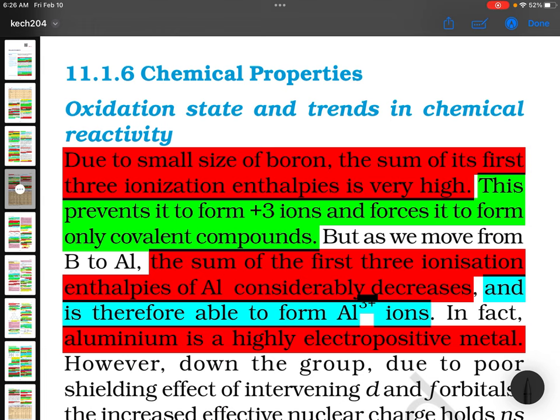If you have time, just read these important lines, whatever are covered with blue color, green color, red color. This is just for identifying the important points.